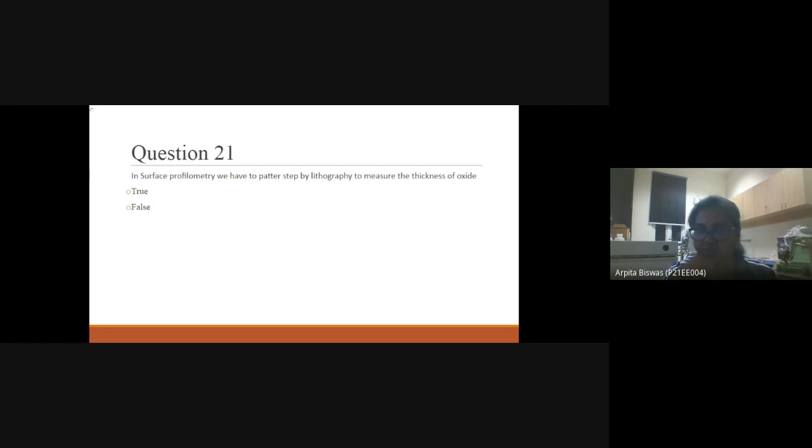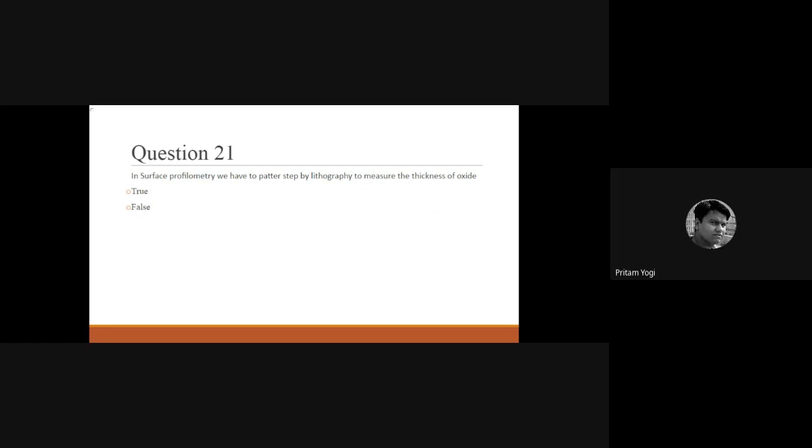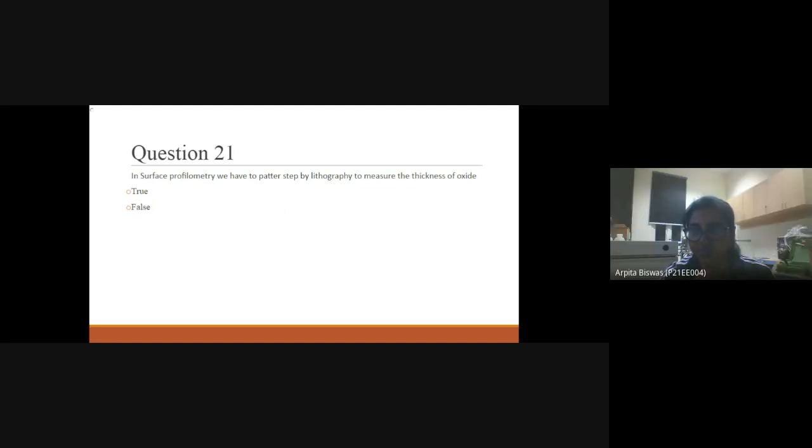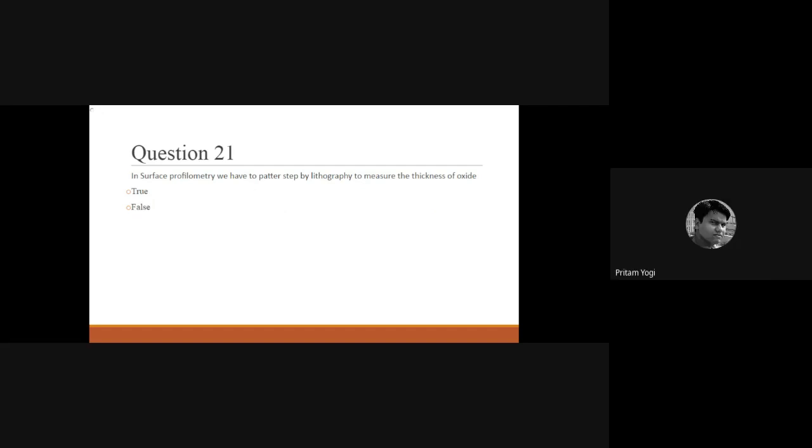First, we have to spin coat the photoresist. For spin coating the photoresist, we take a wafer. After taking the wafer, we have to clean it. What is the cleaning process? The cleaning process is acetone and then IPA, and if needed, the piranha solution also.